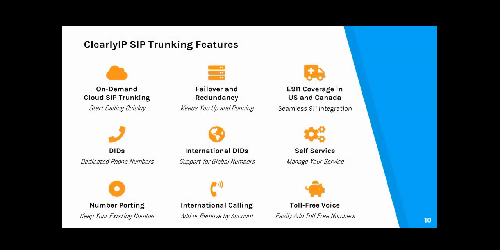That's pretty cool. So let me talk a little bit about our platform and some of our features that make ClearlyIP a very desirable SIP trunking partner. We offer on-demand cloud SIP trunking, which means you can start calling quickly without the complexity of multiple configuration steps or the inconvenience of waiting days for changes to be made on your platform. We offer failover and redundancy. So we provide failover and redundancy to your trunking to circumvent PBX, network, and/or data center outages.